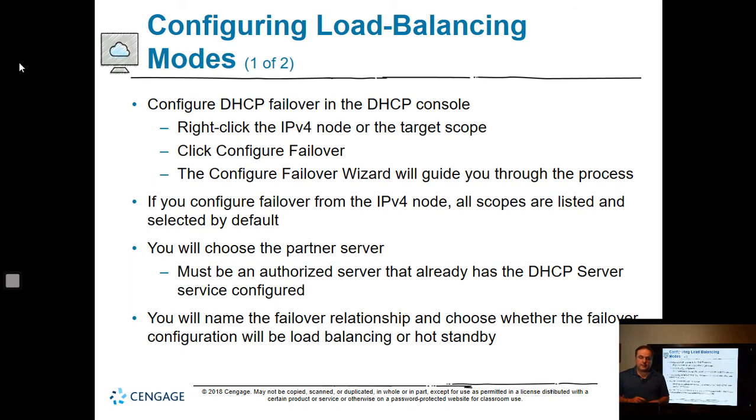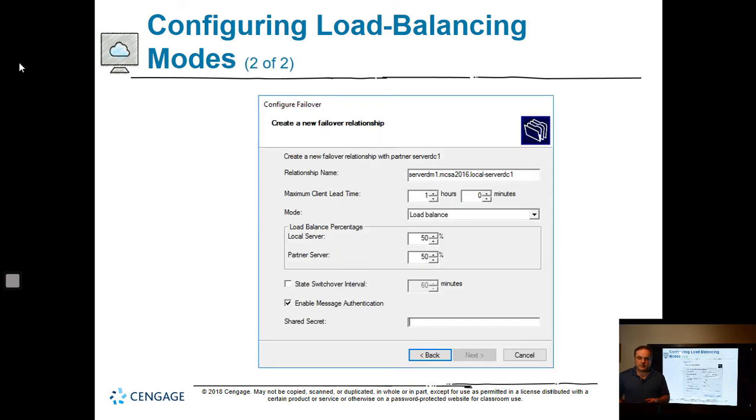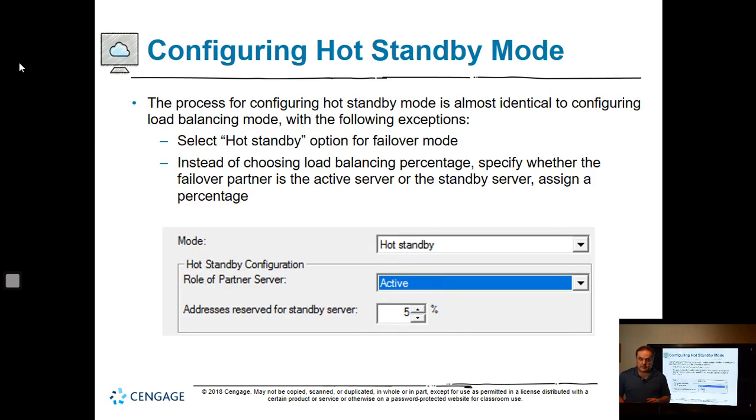So configuring load balance modes, configure DHCP failover. As I mentioned earlier, you right-click the IPv4 node of the target scope, click failover, and then just walk through that wizard. And this is what it looks like. So you've got the relationship name, there's the server, maximum lead time, how long before it fails over. I wouldn't do 1 hour, that seems like a long time. Load balance percentage if you want to, and a message authentication. If you want to have a password between the two, you can have a shared secret, which I think is a good idea for security.